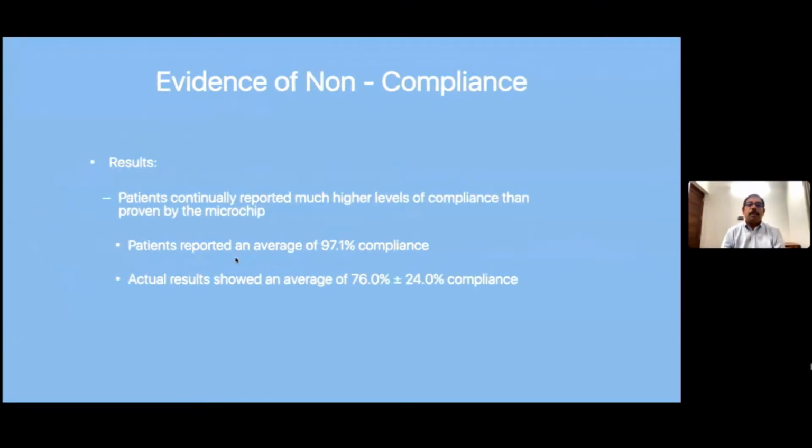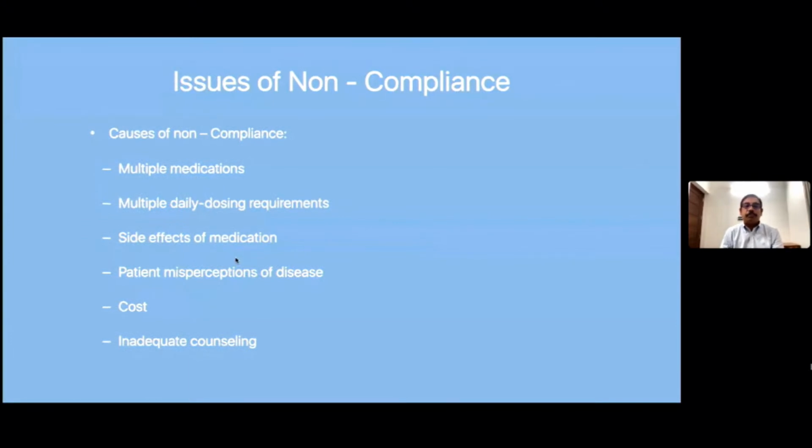So we need to understand, you can look at here, this is one of the studies from developed countries. It shows that 97% of the patients are compliant as per their self-report. But unfortunately, the true figure showed only about 76% from the microchip. The issues of non-compliance could be because of multiple medications, multiple daily dosing requirements, and side effects of the medications like what our patients had. The patient's misconceptions of the disease and inadequate counseling also contribute.